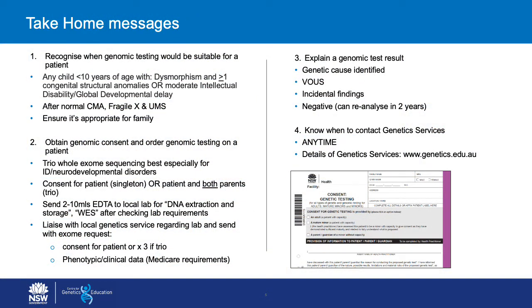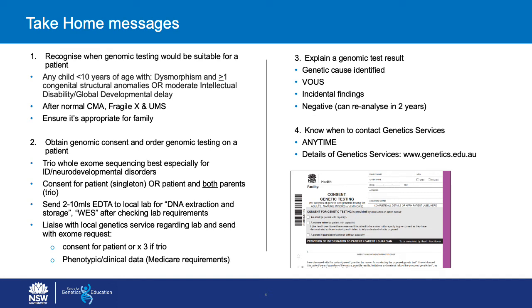By the end of these 4 videos, there are a number of important take-home messages that we want to give across. Firstly, to recognise when genomic testing would be suitable for a patient, according to the Medicare item guidelines. This needs to be done after normal baseline testing with a chromosome microarray, Fragile X, and urine metabolic screen, and you need to ensure that this test is appropriate for your family.